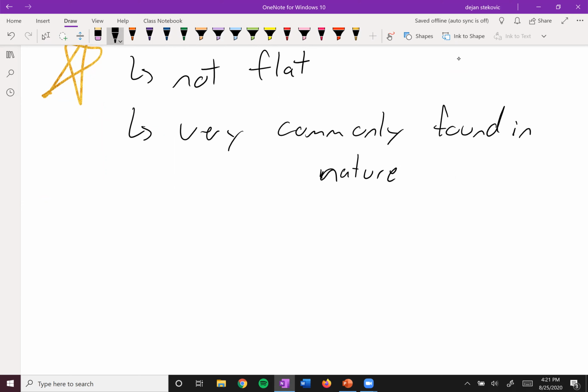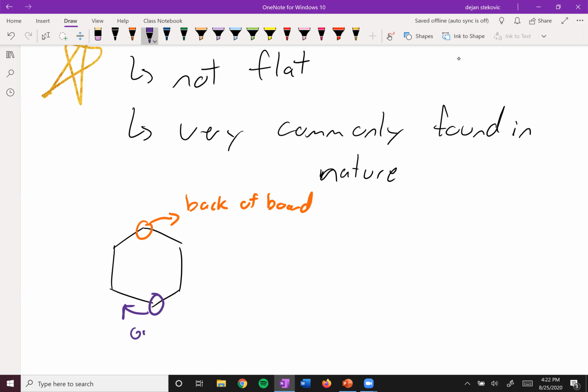And so here's our flat skeletal structure. Obviously, it doesn't look like this in real life. What's going to happen is one of these carbons is going to go into the back of the board. The other carbon is going to go out into the front of the board, or out of the board. And then these four are going to stay in the same plane.